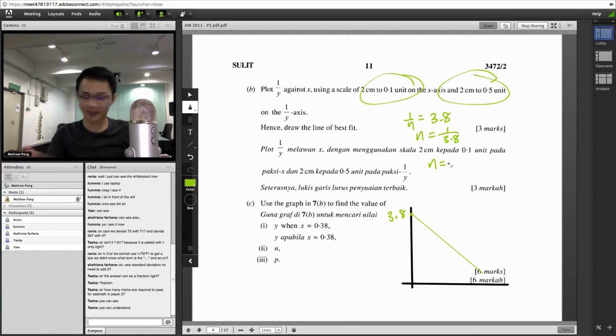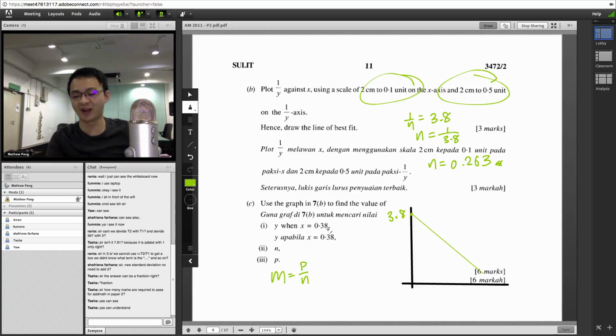You will actually get 0.263. Alright, so you got your n ready. Then we know the gradient basically is p over n. So therefore, we need to find the gradient. If we can find the gradient, we can find the p. Because the question basically asks us to find the p and n.